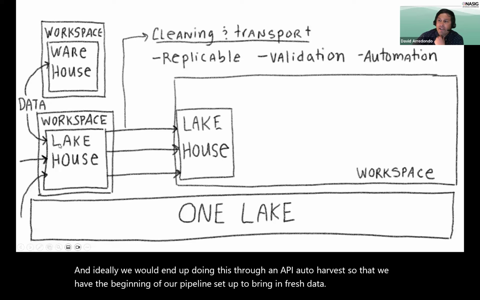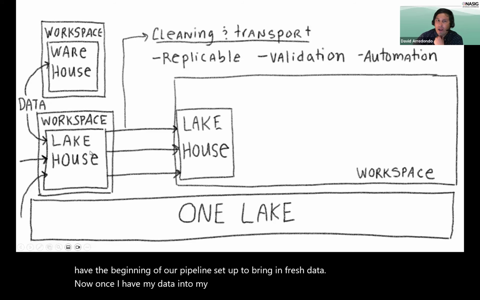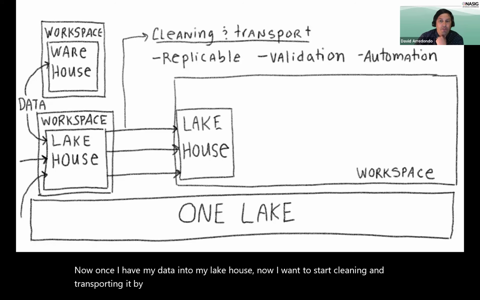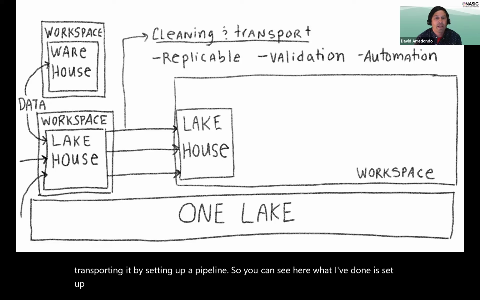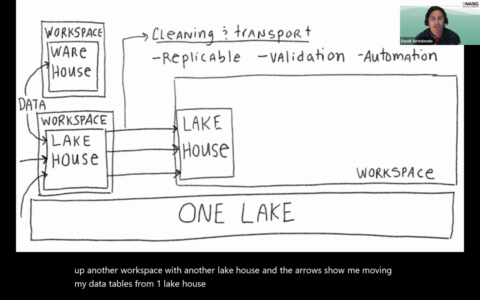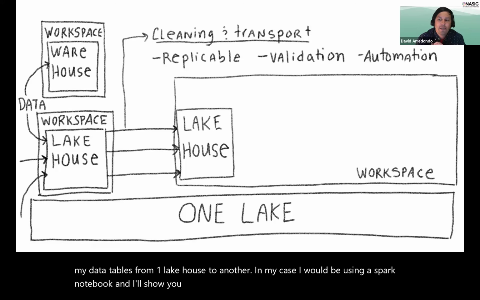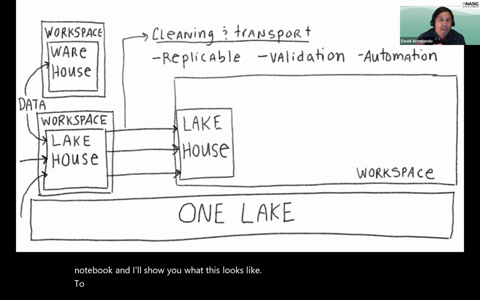Now, once I have my data in my lakehouse, I want to start cleaning and transporting it by setting up a pipeline. You can see here I've set up another workspace with another lakehouse, and the arrows show me moving my data tables from one lakehouse to another. In my case, I would be using a Spark notebook, and I'll show you what this looks like, to clean and transport the data.